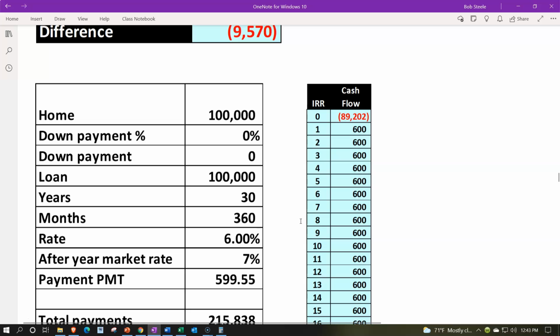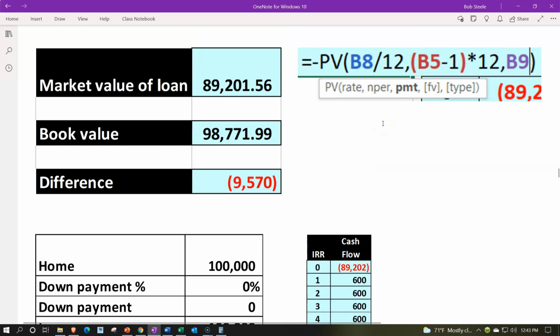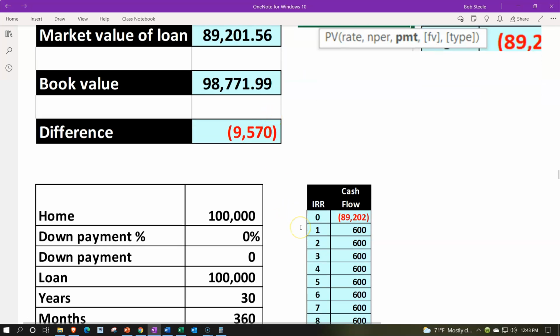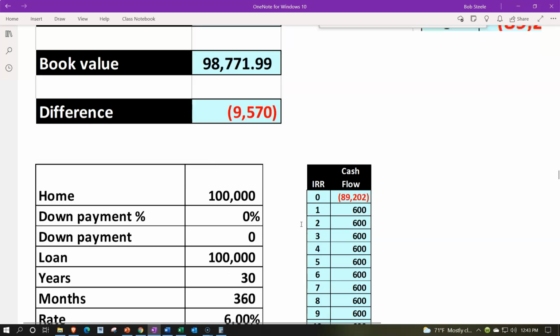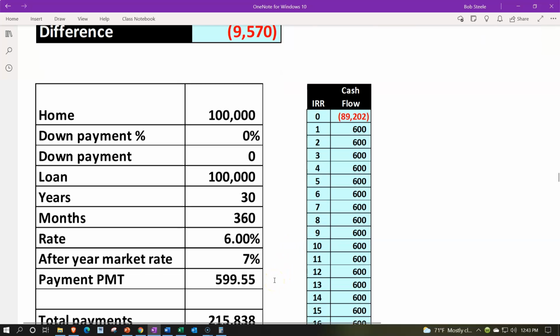So for example, we can do this also with a cash flow type of calculation, an IRR calculation. We're basically just going to prove this calculation up top that we figured. So in other words, if we valued this loan at the $89,202, let's say that you paid $89,202 in order to receive this series of payments, which is your mortgage payments of $599.55, about $600 for the remaining years, which is 29 years times 12 for the number of periods.